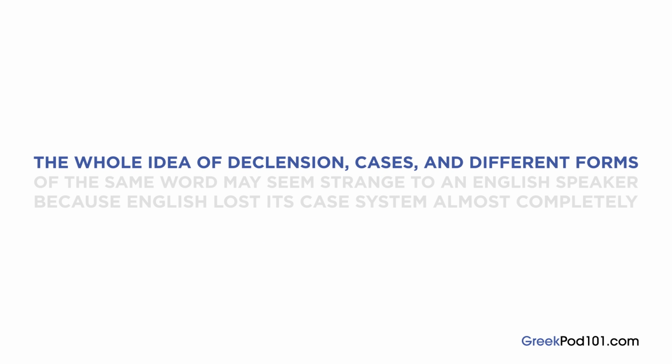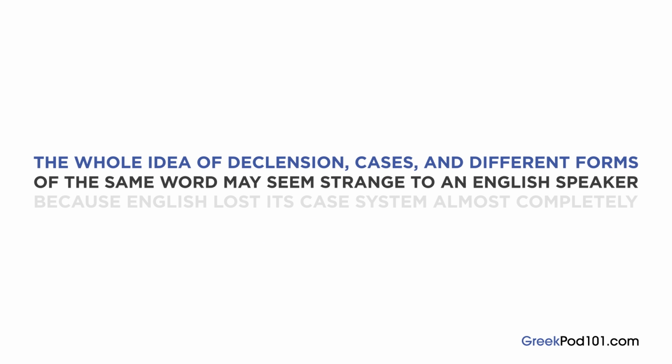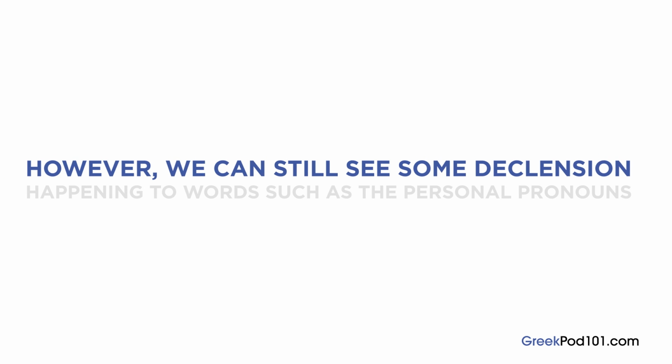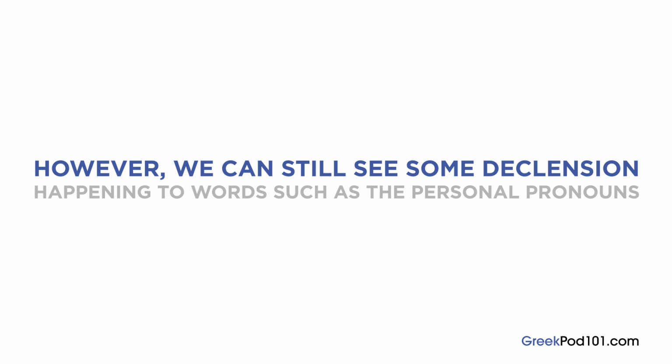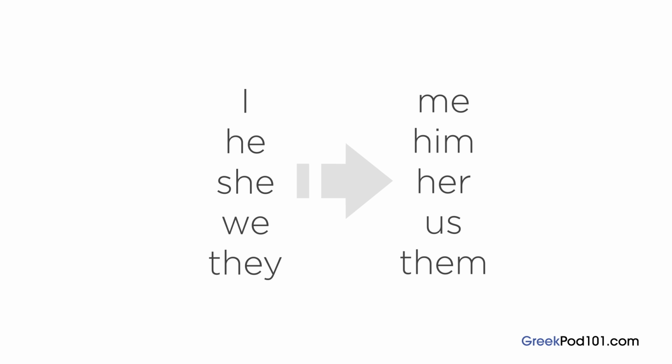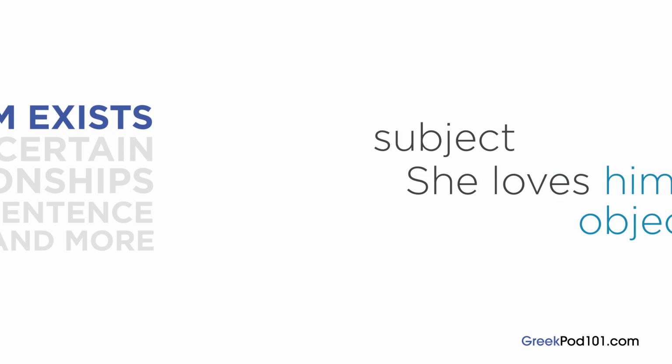The whole idea of declension, cases, and different forms of the same word may seem strange to an English speaker because English lost its case system almost completely. However, we can still see some declension happening to words, such as the personal pronouns. For example, I, he, she, we, and they can change to me, him, her, us, and them. In the phrase, she loves him, she denotes the subject, while him denotes the object.